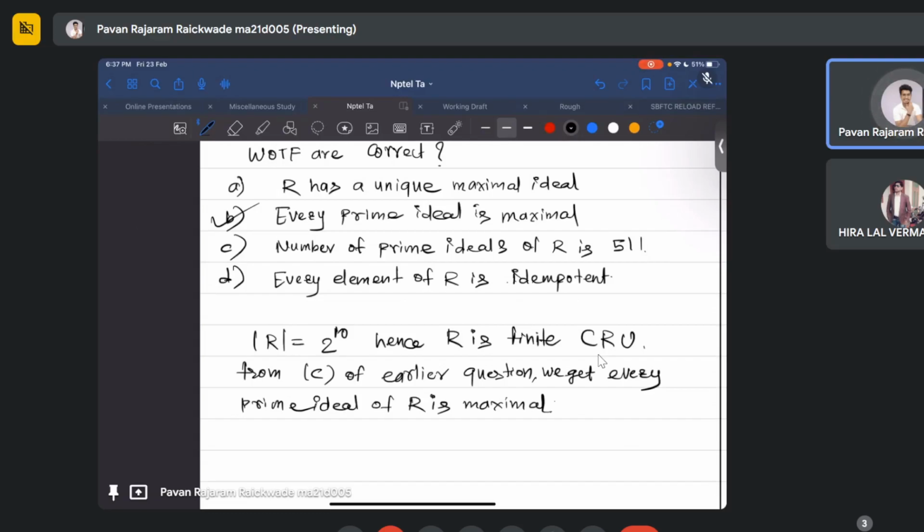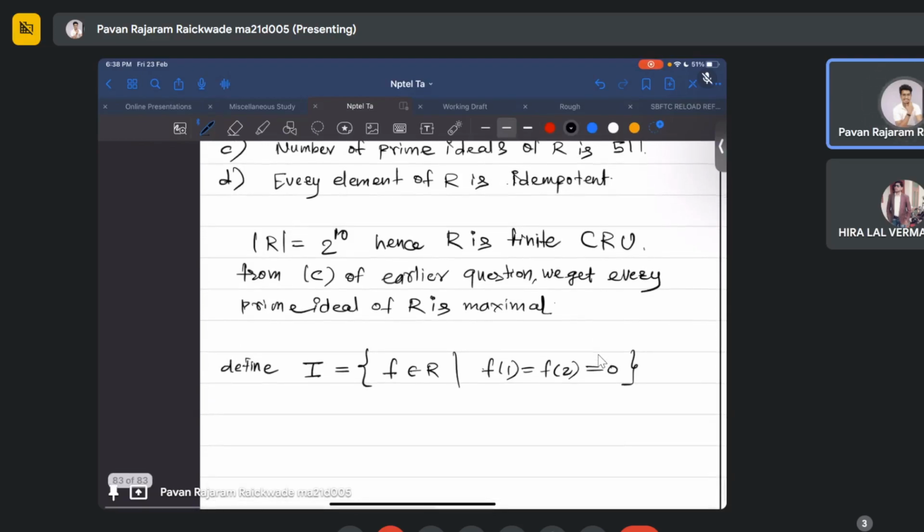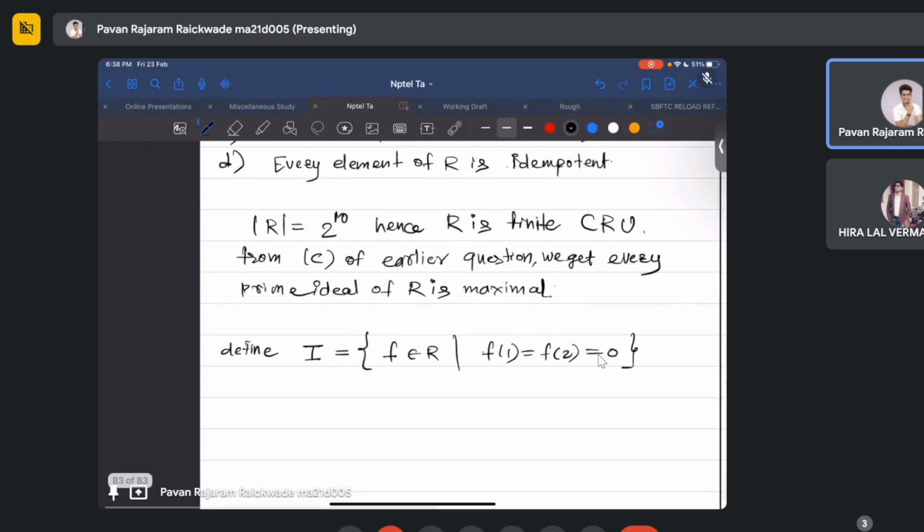So every prime ideal is maximal. Okay, let's say, is it true? You start with some prime ideal, and let's say if it is maximal. Let's define I to be the set of all functions f belonging to R such that f at 1 equals f at 2 equals 0.